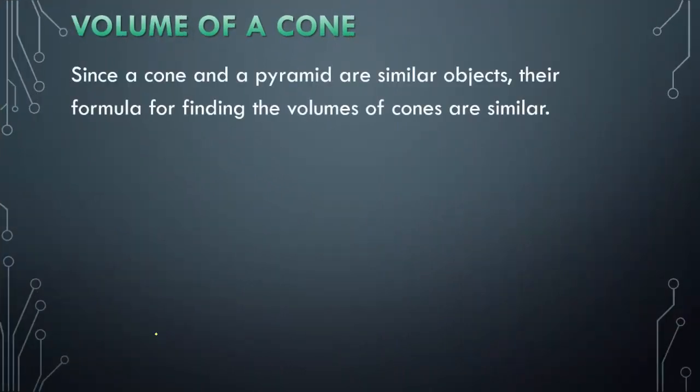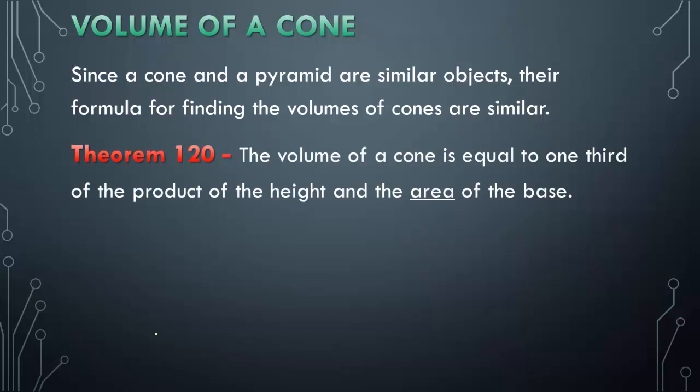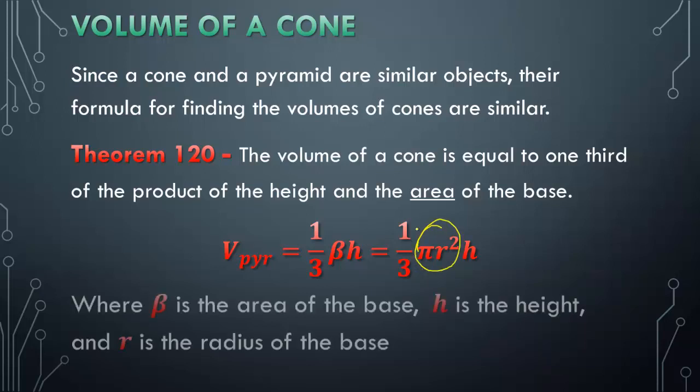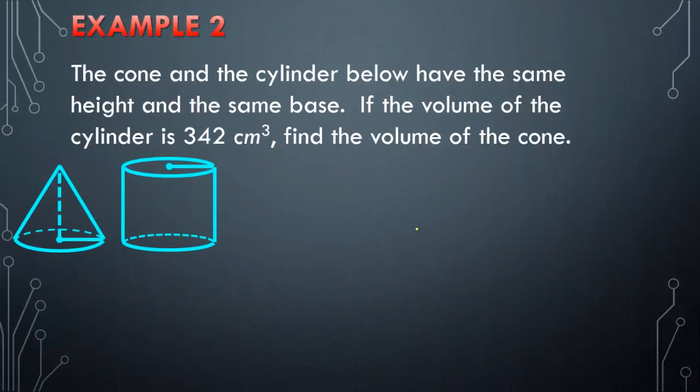Now let's move on to volume of a cone. Since a cone and a pyramid are similar objects, their formulas for finding volume are similar. So that's Theorem 120. The volume of a cone is equal to 1/3 of the product of the height and the area of the base. By reading the theorem, it's pretty much identical because it's 1/3 area of the base times the height. The only difference is the area of the base for a cone you find by doing pi r squared because it's a circle. So B is area of the base, H is the height, and R is the radius of the base.